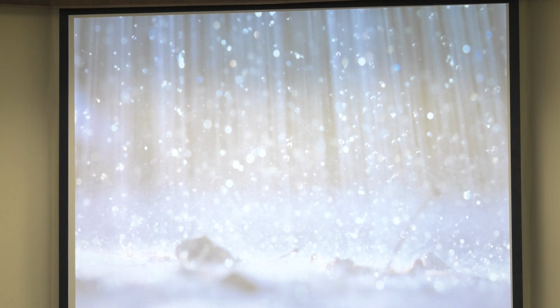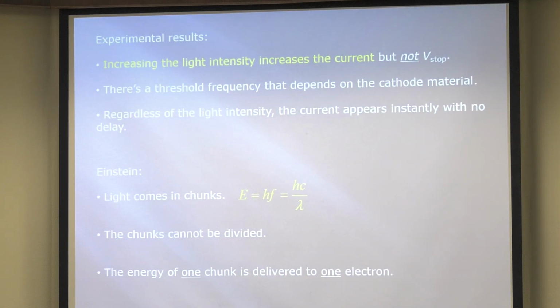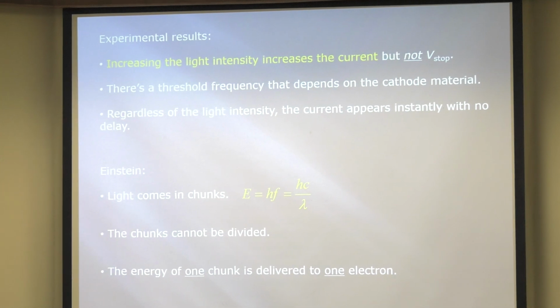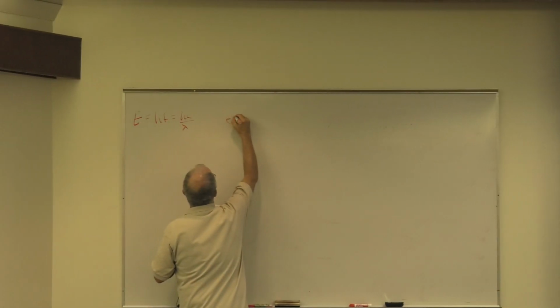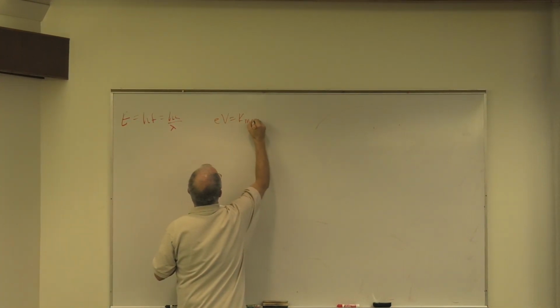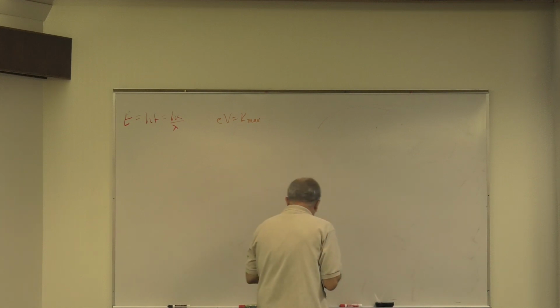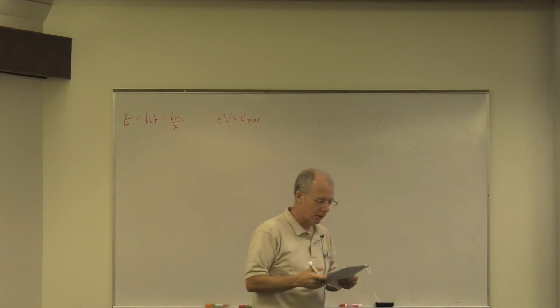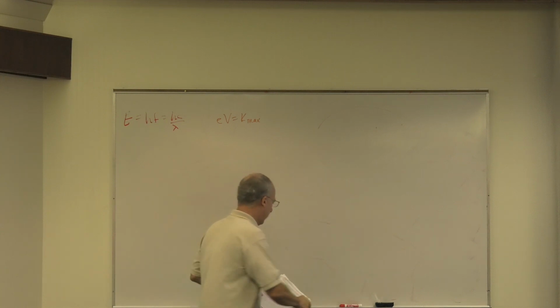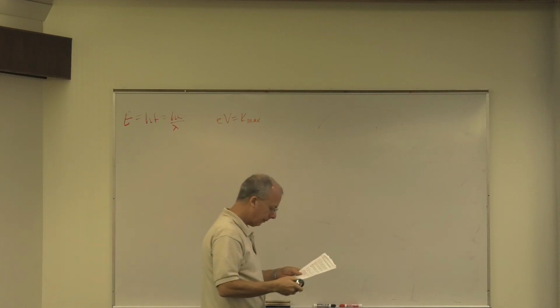Okay, now let's see Einstein. How does Einstein's explanation explain the data? That's what we want to see. Let's see how Einstein's explanation explains the data, whereas classical physics has no hope at all in explaining the data.